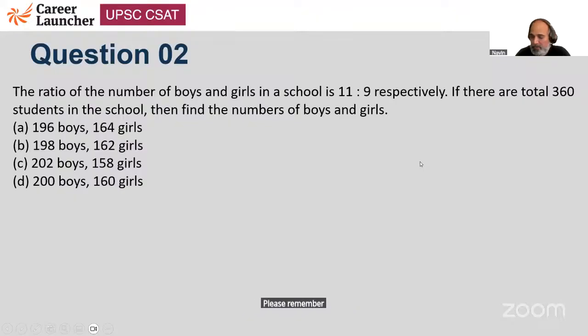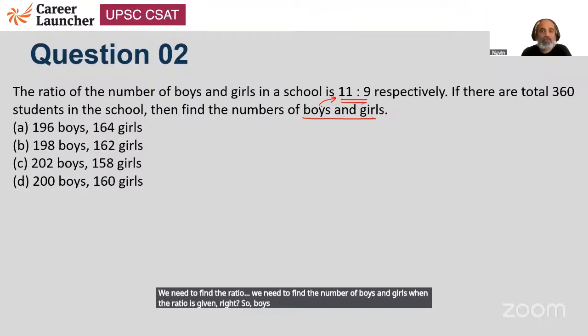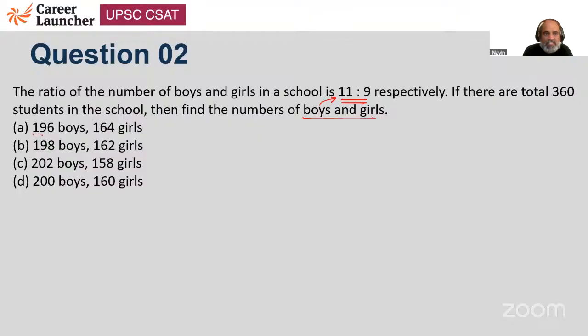Please remember you have around 2.5 minutes per question on an average. We need to find the number of boys and girls when the ratio is given, right? So boys is going to be a multiple of 11. Is 196 a multiple of 11?